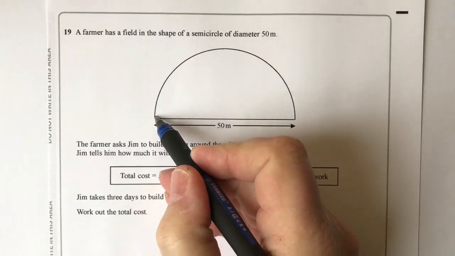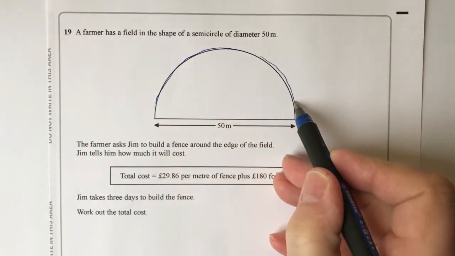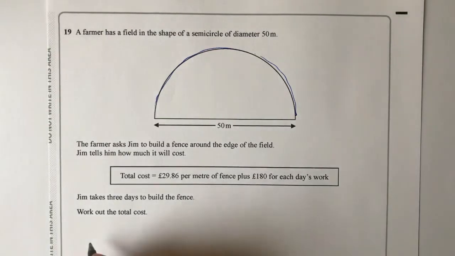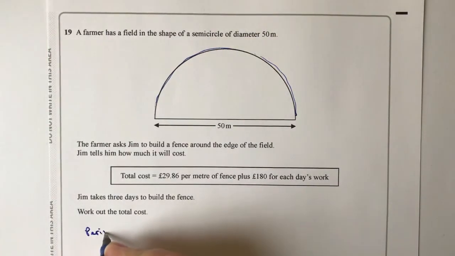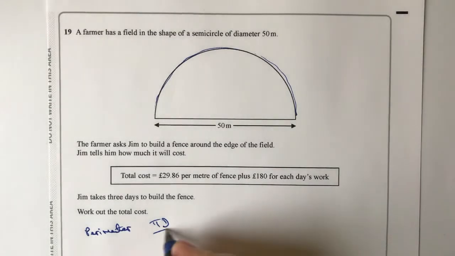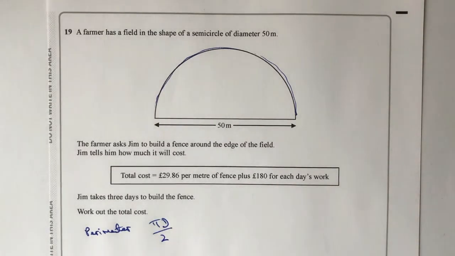At the moment we've got this semicircle. Well, to work out the circumference or the perimeter of a circle, it would be pi times d. So perimeter is going to be pi d. Some people will use 2 pi r. It's exactly the same, but pi d. Now that's actually the full circle. We've only got half a circle and we need to then divide that by 2.